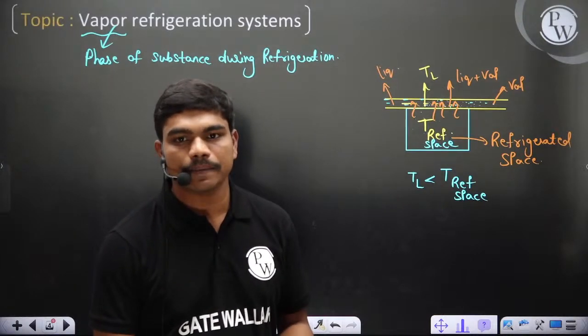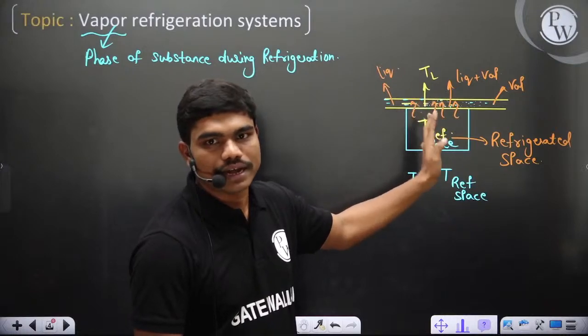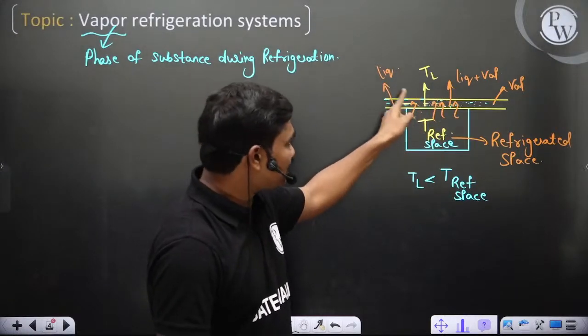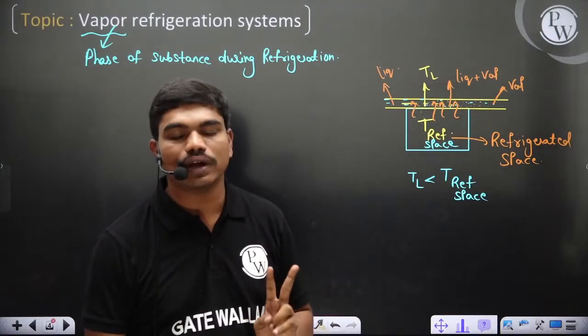Did you all understand this? Now your job is how to continuously supply this liquid. That's the main important part. Also, when you are supplying, the temperature of the liquid must be much less than this T refrigerated space. These are the two conditions that you have here.